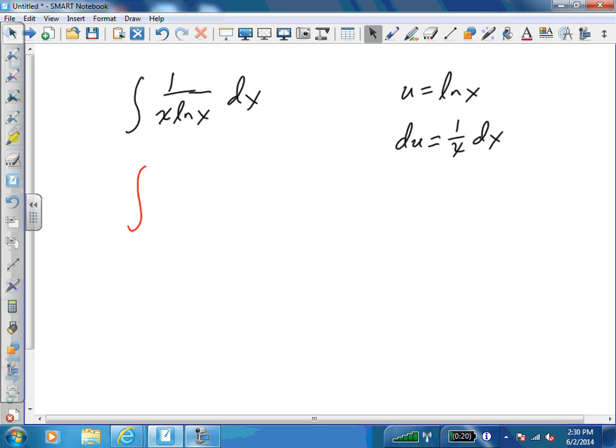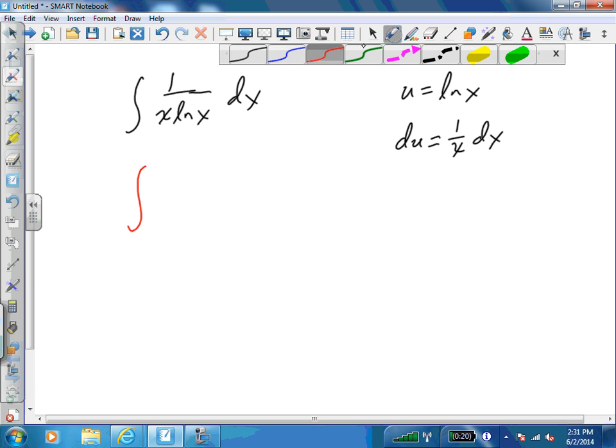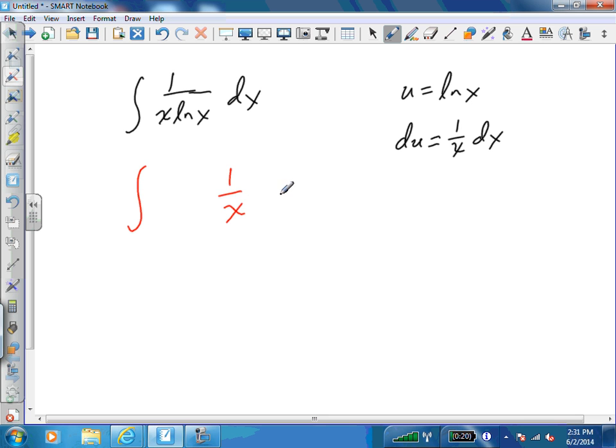Okay, so if we break this up a little bit, let's put the 1 over x dx over here. Natural log is on bottom, so let's write it like that. Isn't this equivalent to what we had? If we were to multiply that out, we would still have 1 on top. On bottom, natural log x times x is x natural log x, and then we have our dx.